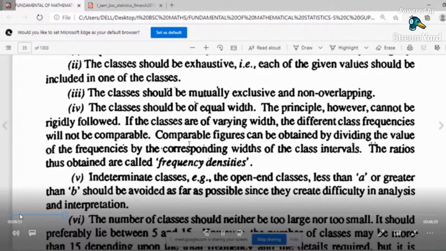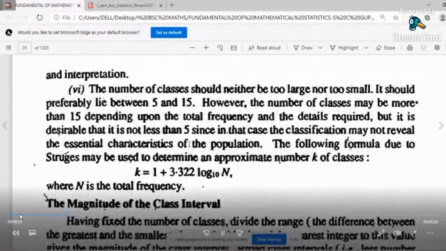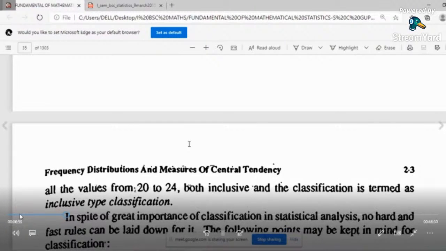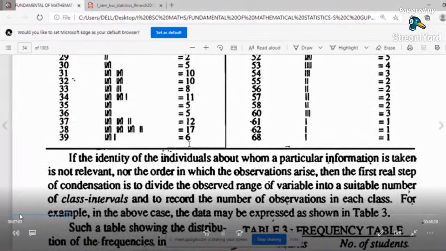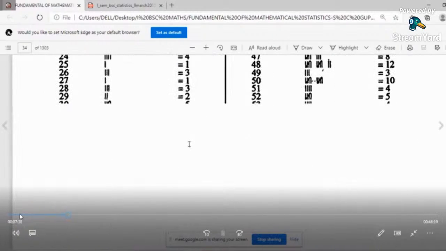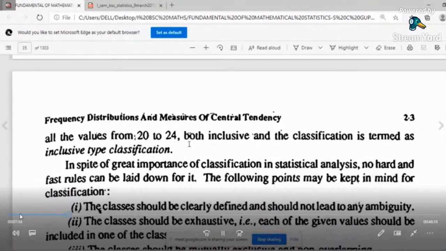What is that? Definitions and details are given here, and you can read this information from this book. No problem. I have explained all these things during this time, all these observations. Anyway, you write in your notebook, you will get more clarification.